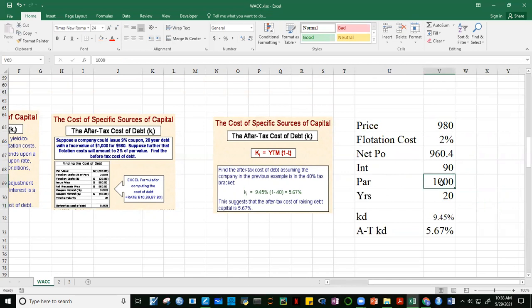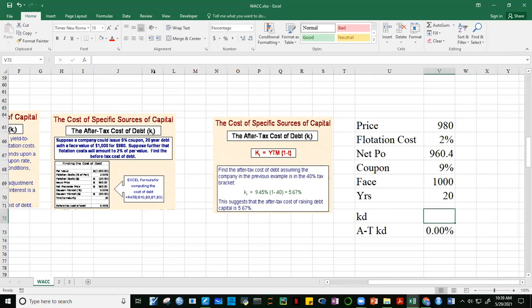Par value is 1,000. Okay. Interest, lagay natin coupon na lang. Coupon rate is ilan? 9%. Term is 20 years. Par value or face value is 1,000. Okay, so we can compute actually for this one.